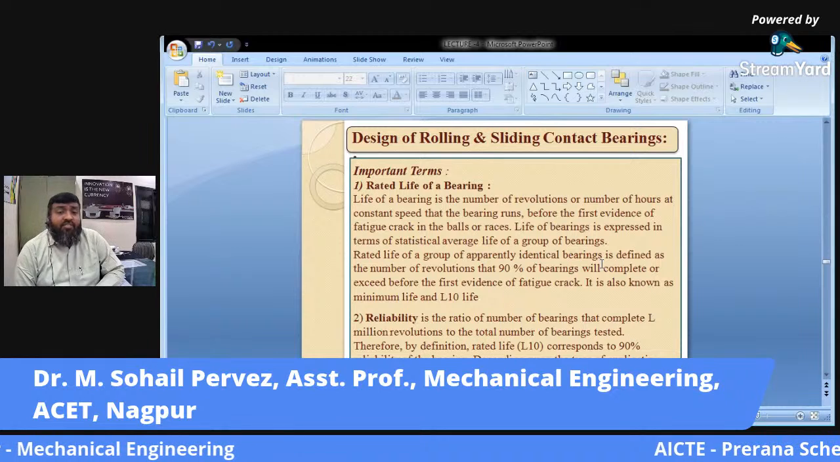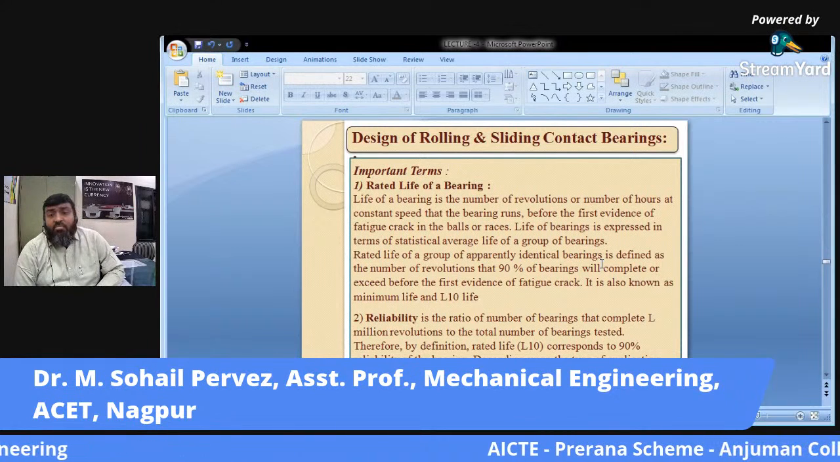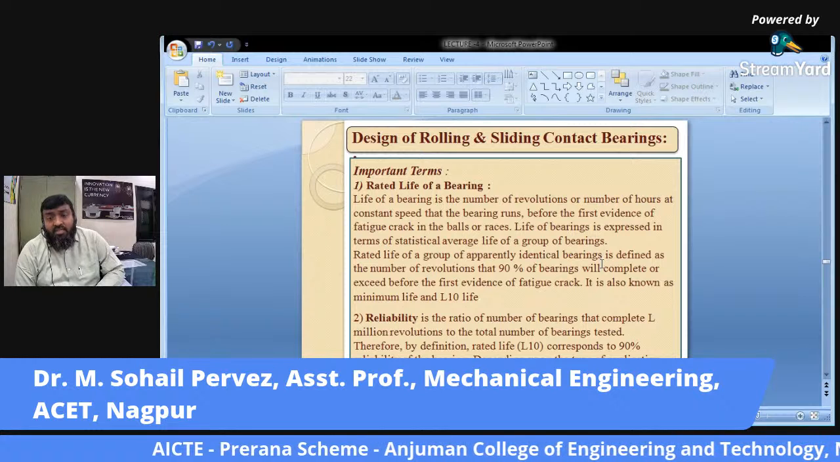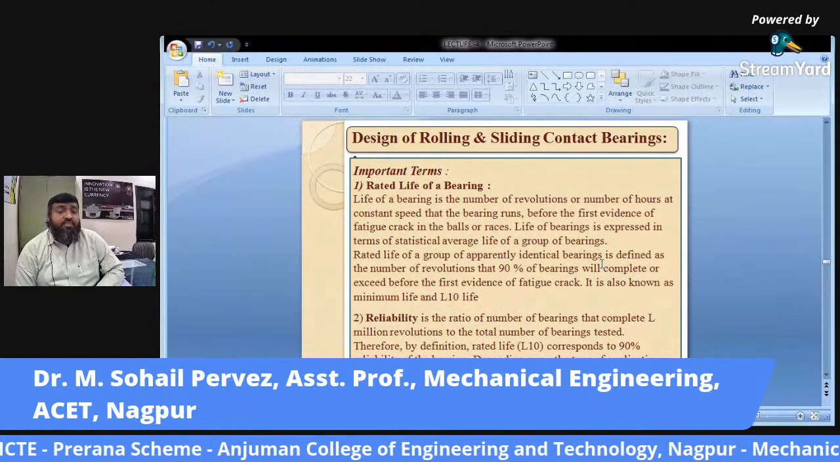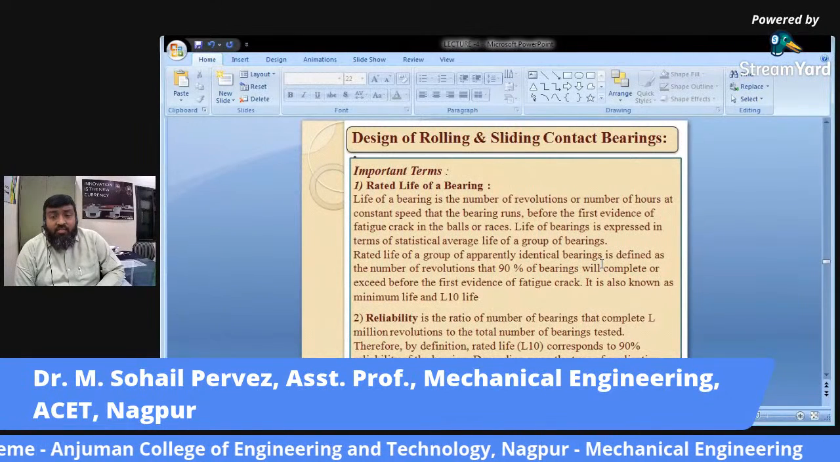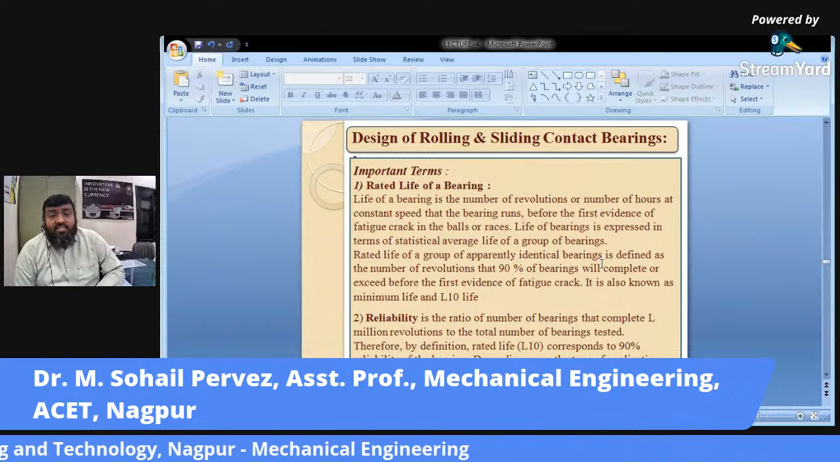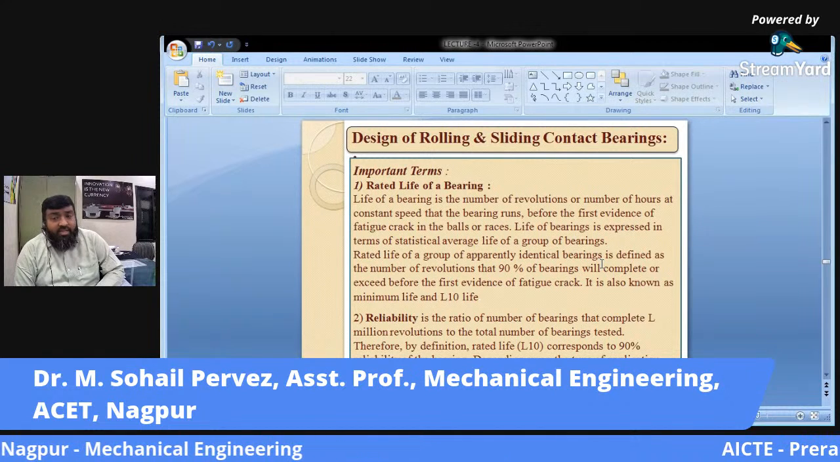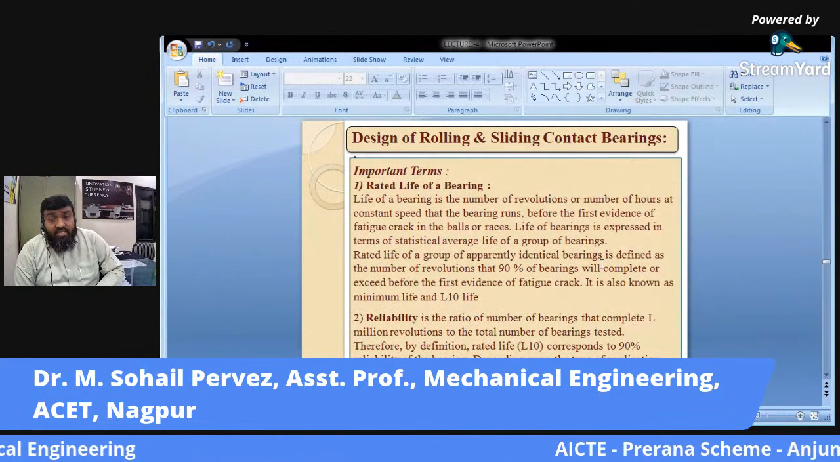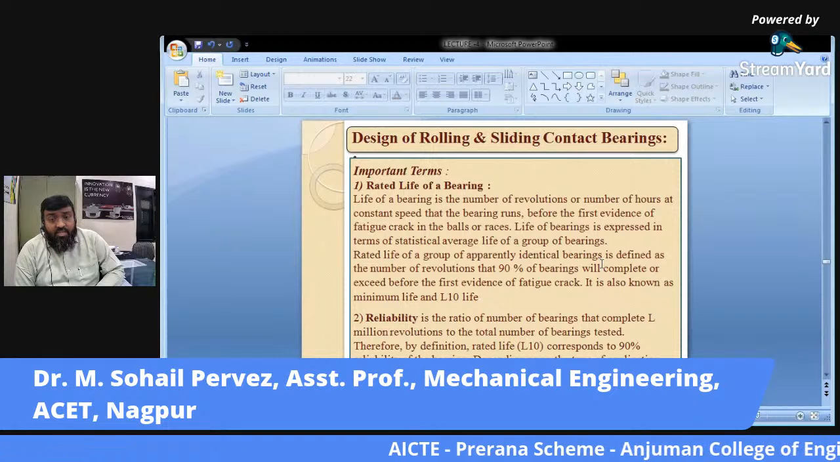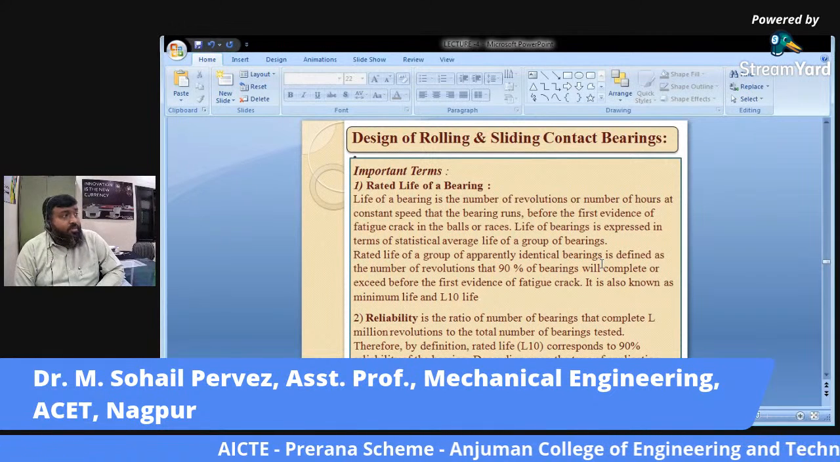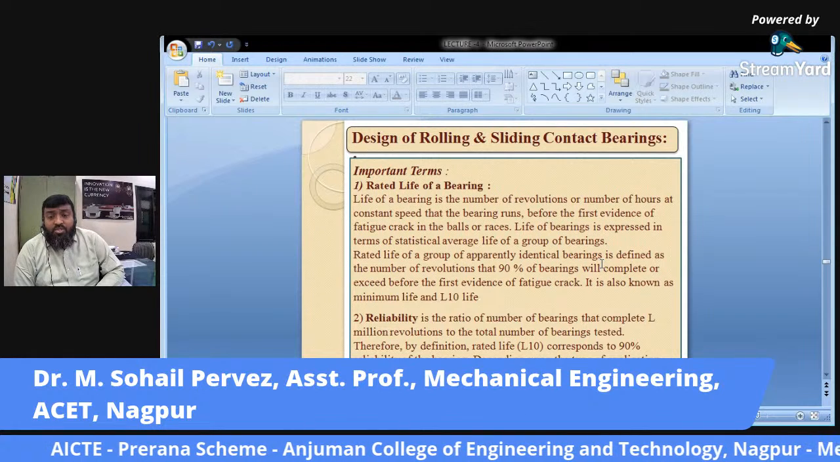That is the rated life of bearing. Life of bearing is the number of revolutions or number of hours at constant speed that the bearing runs before the first evidence of fatigue crack in the balls or races. So life of bearing is expressed in terms of statistical average life of group of bearing. That's why the statistical life is given by rated life or life in million revolutions.